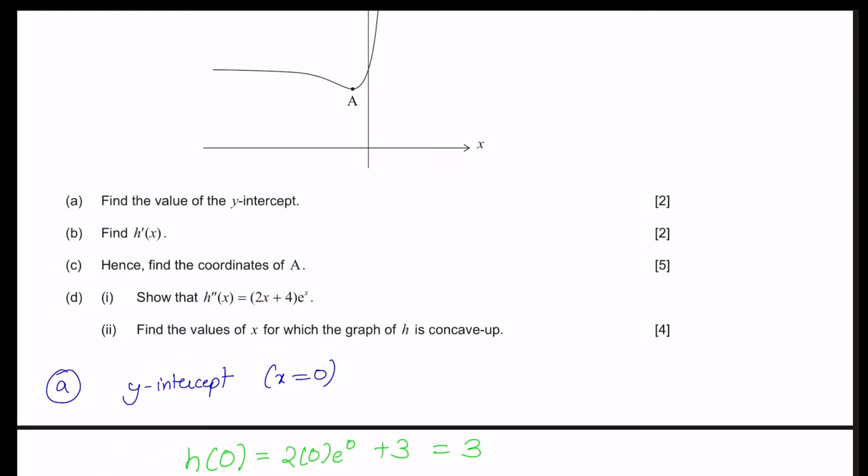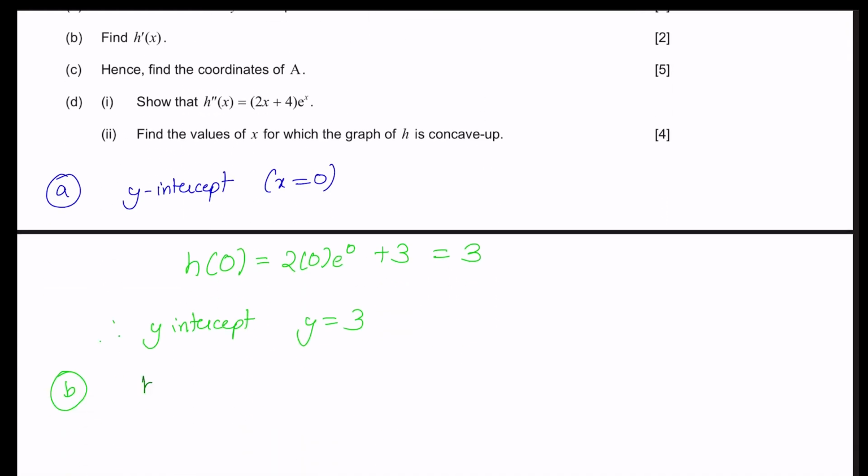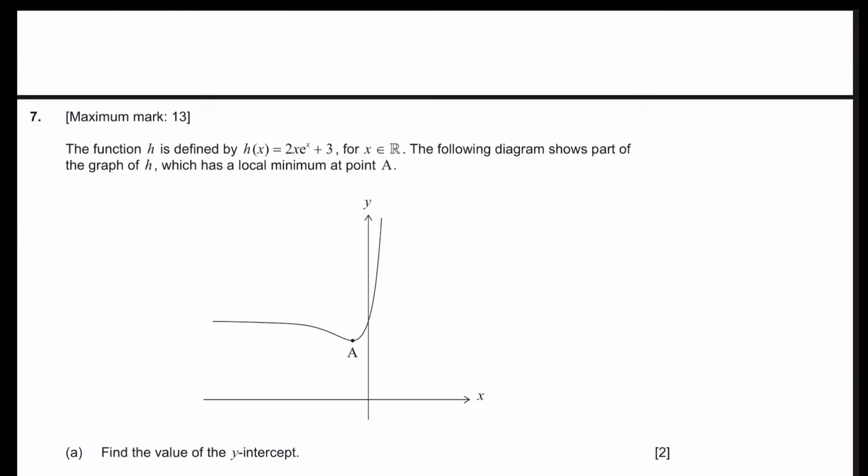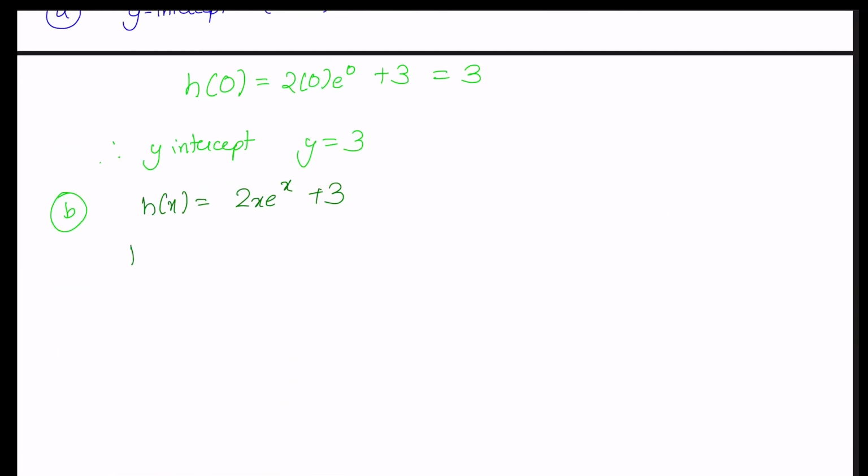Now moving on to part B, we have to find h dash x. So h of x is 2x e to the power of x plus 3, right? For h dash x, we have to apply the product rule for 2x e to the power of x. First I'll differentiate x, keeping e to the power of x constant. Then I'll keep x constant and differentiate e to the power of x. Differentiation of e to the power x is e to the power of x again. And differentiation of 3 is 0 because it's a constant. So h dash x is 2 e to the power of x plus 2x e to the power of x. This is the answer to part B.